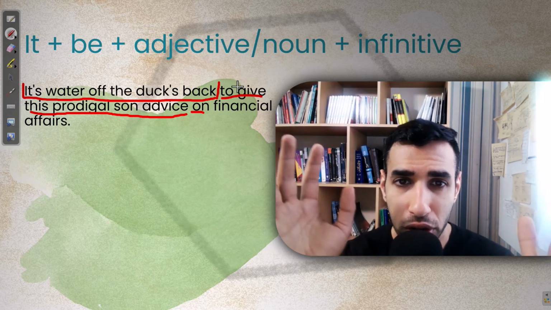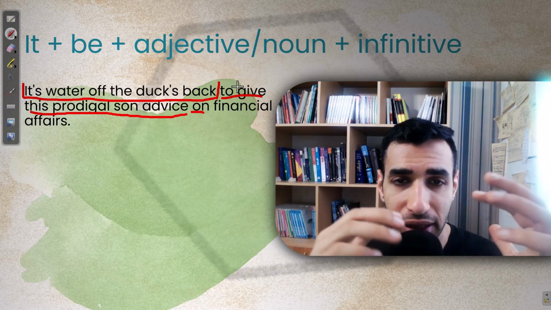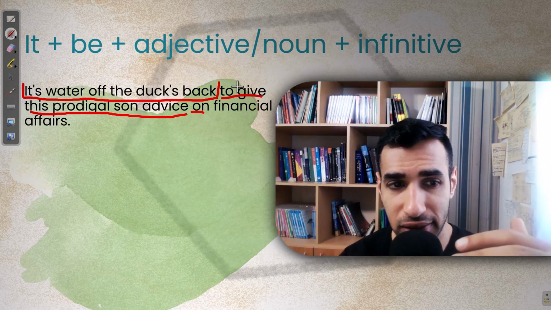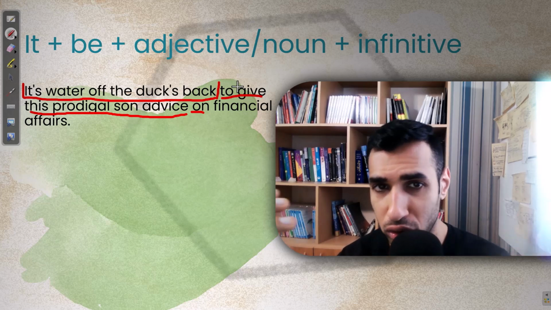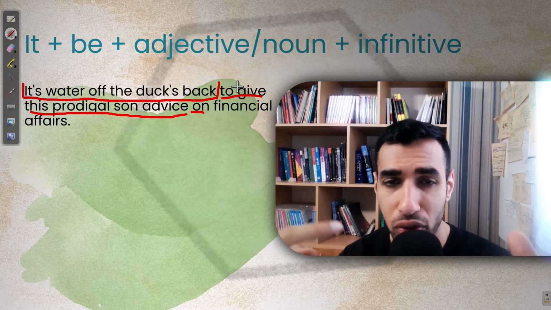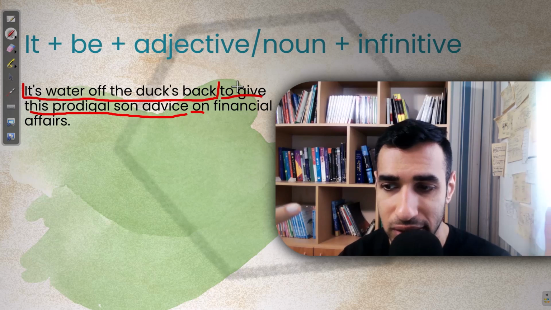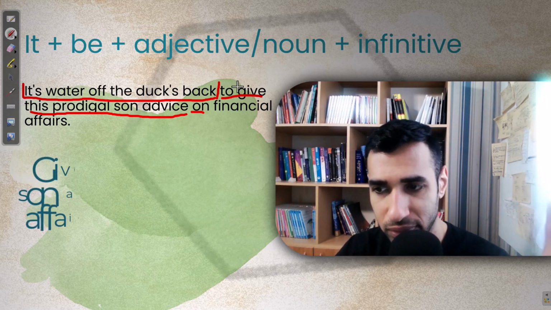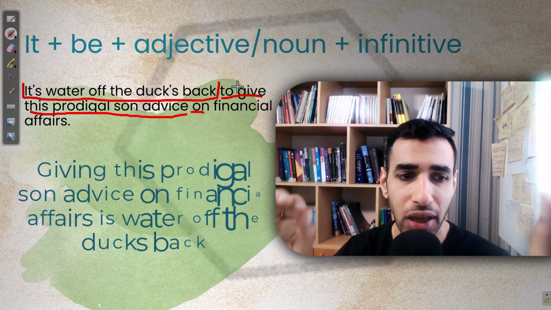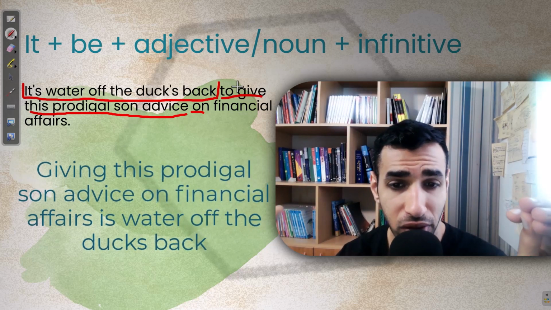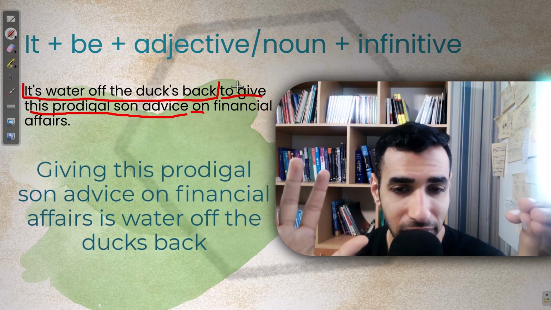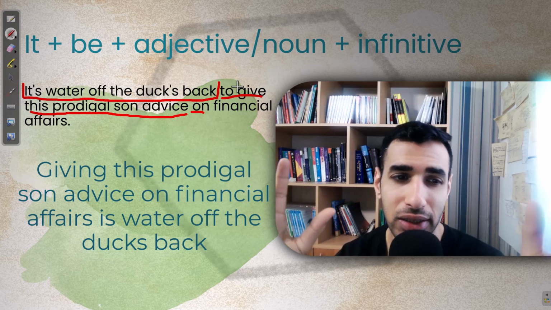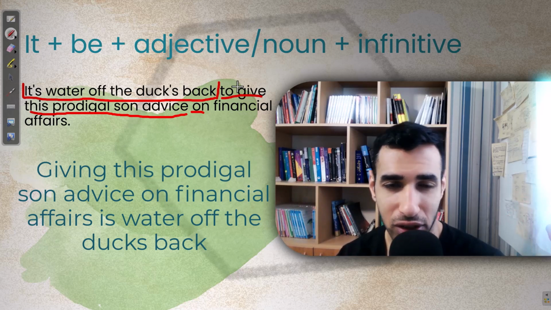Now I want you to convert this infinitive phrase to a gerund phrase and restate this sentence with a gerund phrase. The answer is: giving this prodigal son advice on financial affairs is water off the duck's back.